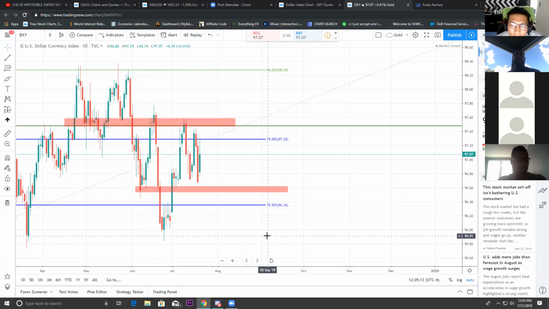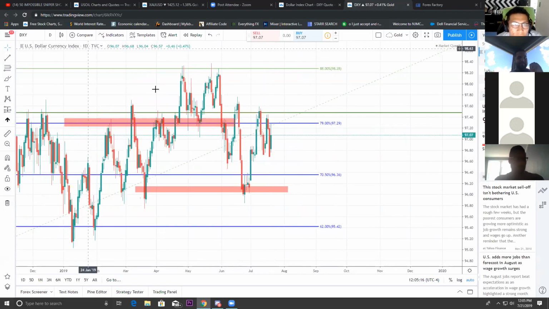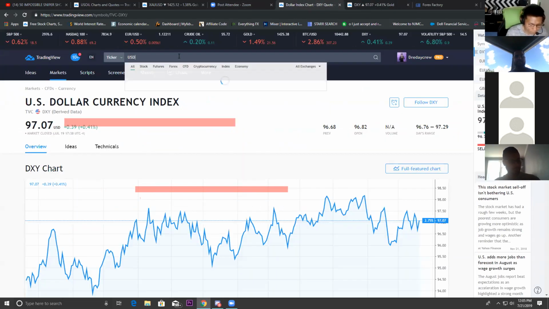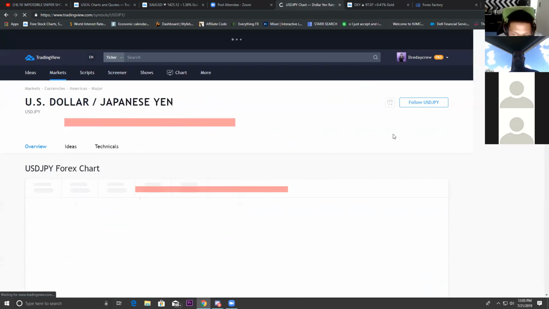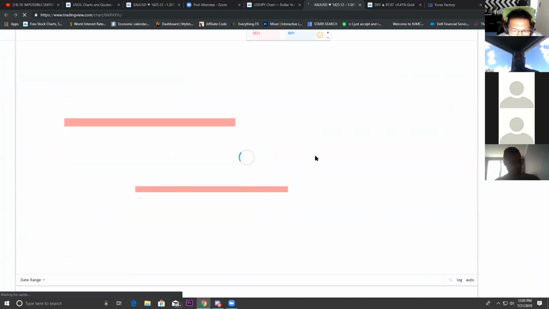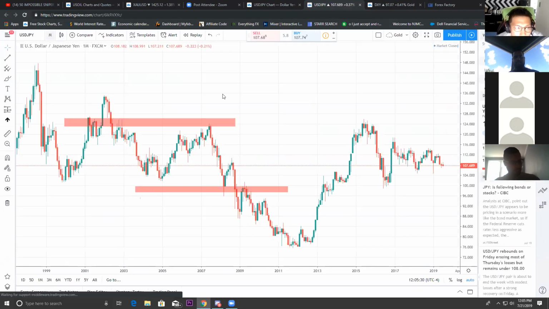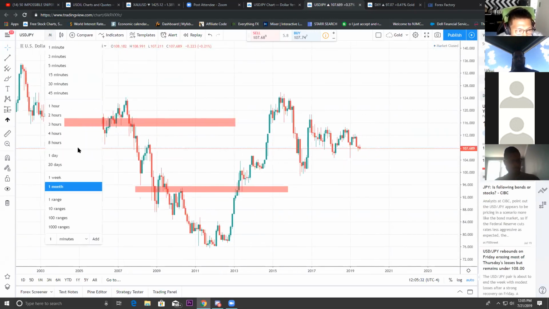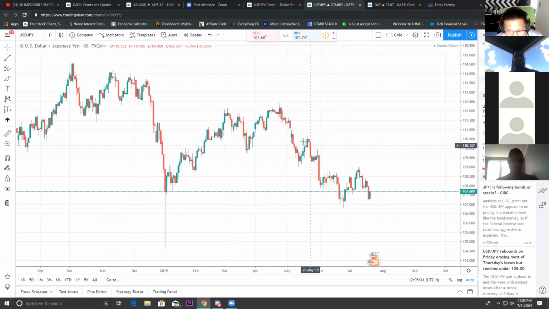But so let's pull up USD JPY for a second. This is the monthly. You want to go to the daily? Yeah, we can go to daily.